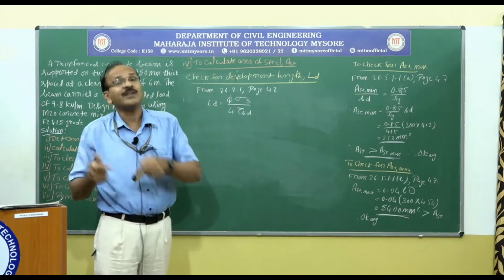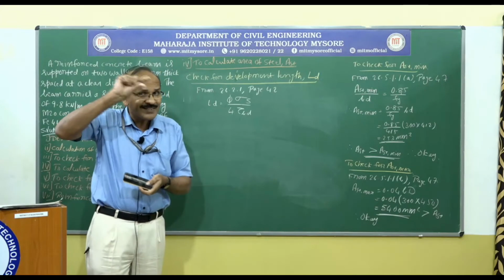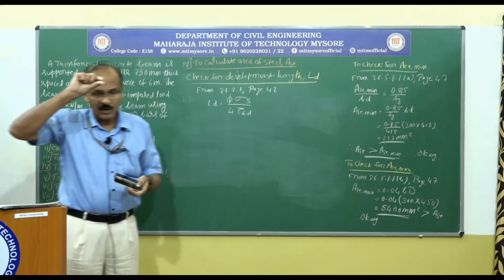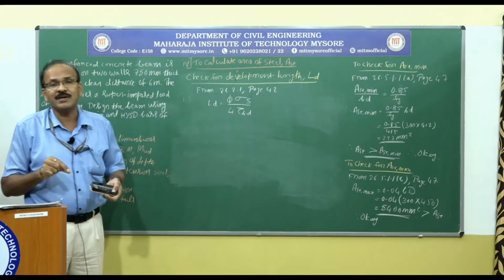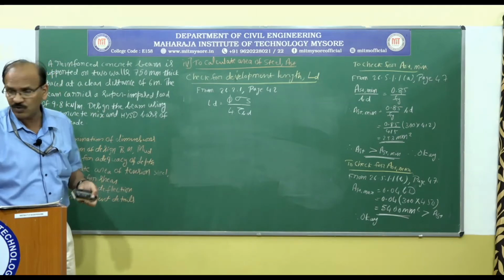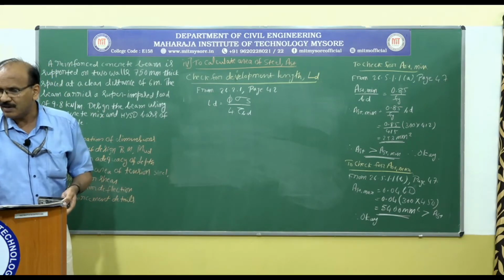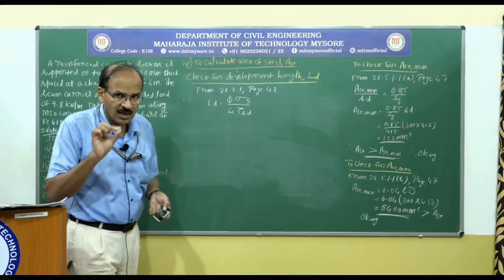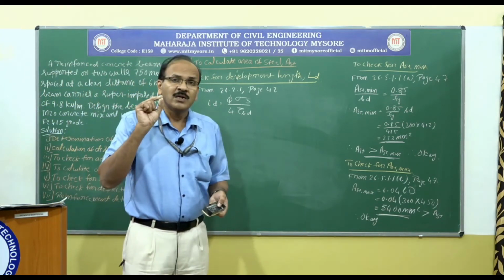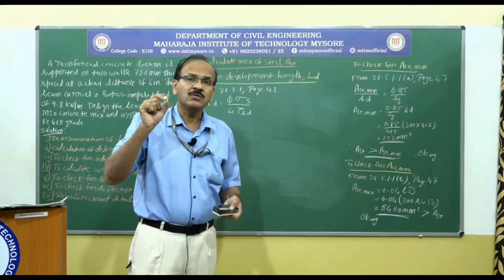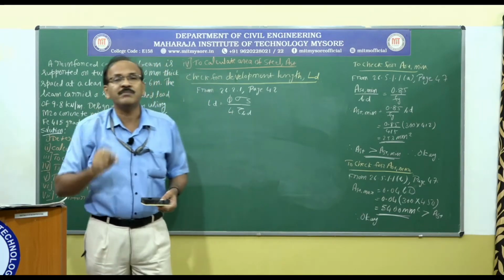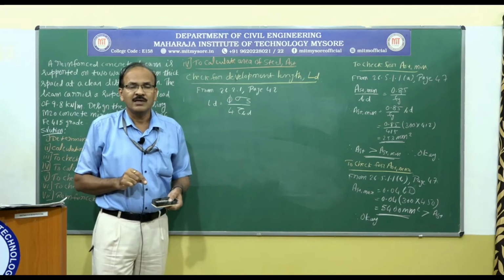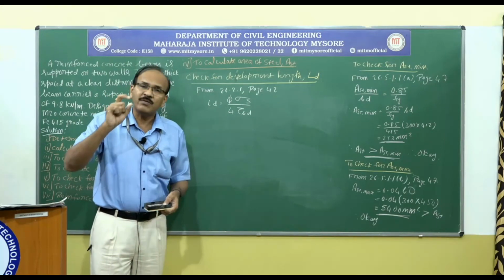Again, go to page number 43 of the code book. Look at the top. At the top there is a table under 26.2.1.1. So for M20 concrete, if you refer, tau Bd value equal to 1.2 Newton per millimeter square. So that value is for mild steel bar.